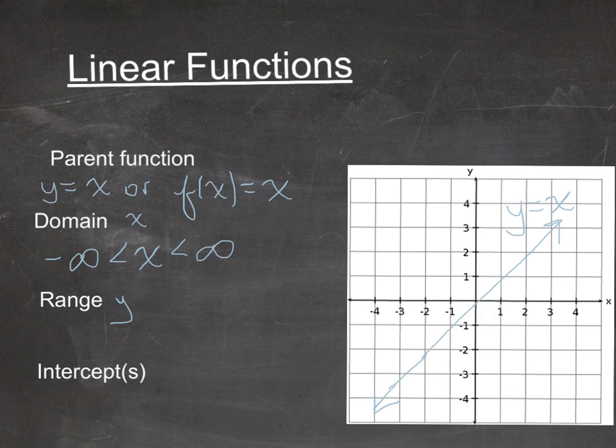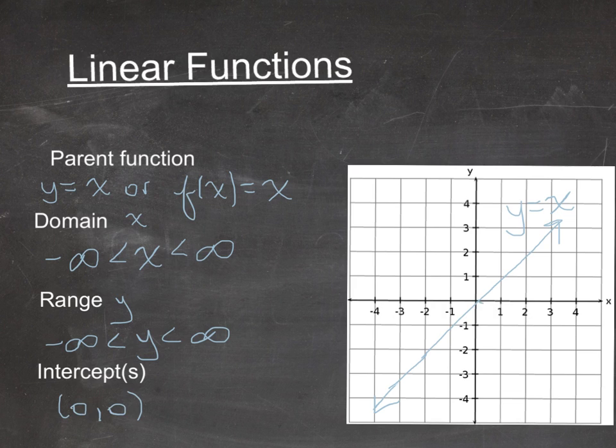My range is related to my y values. Same idea: if I were to draw a line from my graph to my y-axis, how far could I do that, remembering that my line is extending outwards in both directions? Again, my range will be from negative infinity to positive infinity. And for my intercepts, where does my line cross the x or y axis? It only has one intercept, and it's (0, 0).